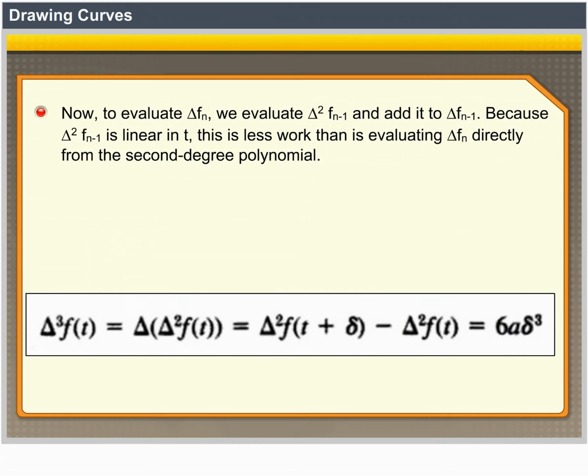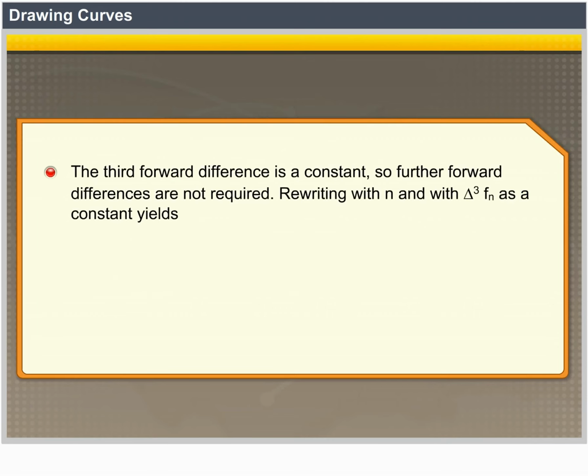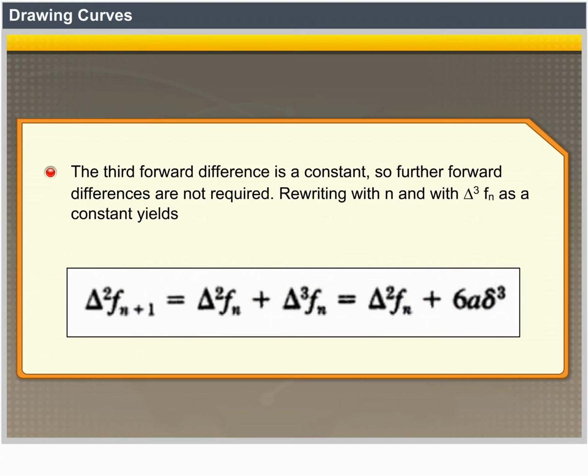Delta cubed f of t equals delta into delta squared f of t, which equals delta squared f of t plus delta minus delta squared f of t, equals 6a delta cubed. The third forward difference is a constant, so further forward differences are not needed. Rewriting with n, and with delta cubed fn as constant, we get delta squared fn plus 1 equals delta squared fn plus delta cubed fn equals delta squared fn plus 6a delta cubed.